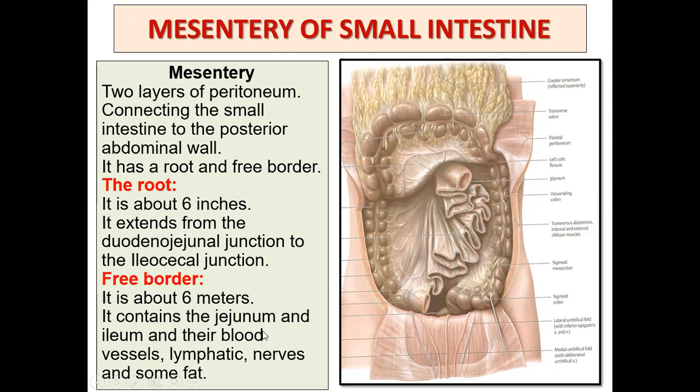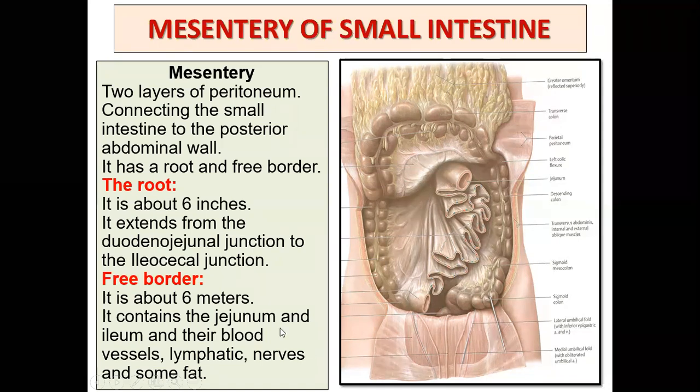It contains the jejunum and the ileum and the blood vessels. If you see here closely, there are small structures, the red and blue structures. These are nothing but the blood vessels, the arteries and the veins, which are supplying the jejunum and the ileum. So they contain the jejunum and ileum, blood vessels, lymphatics, nerves, as well as a small quantity of fat. All this will pass between the two layers of this peritoneal fold.